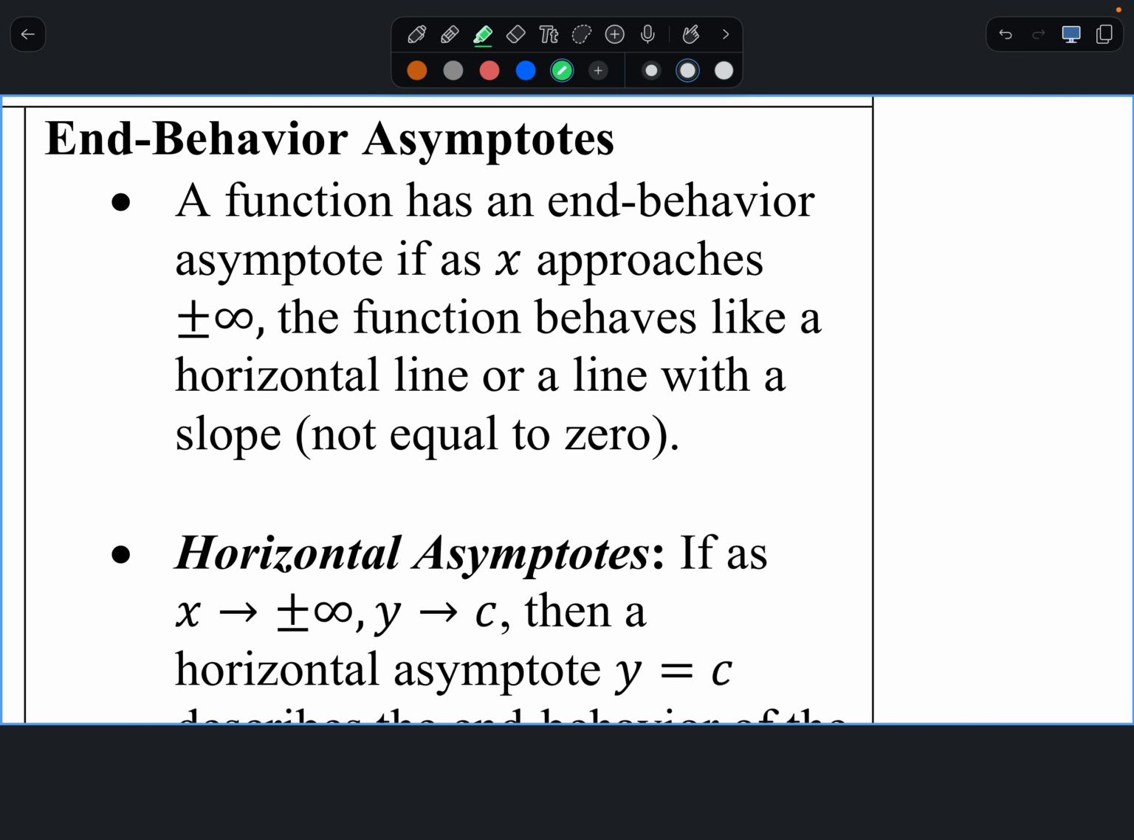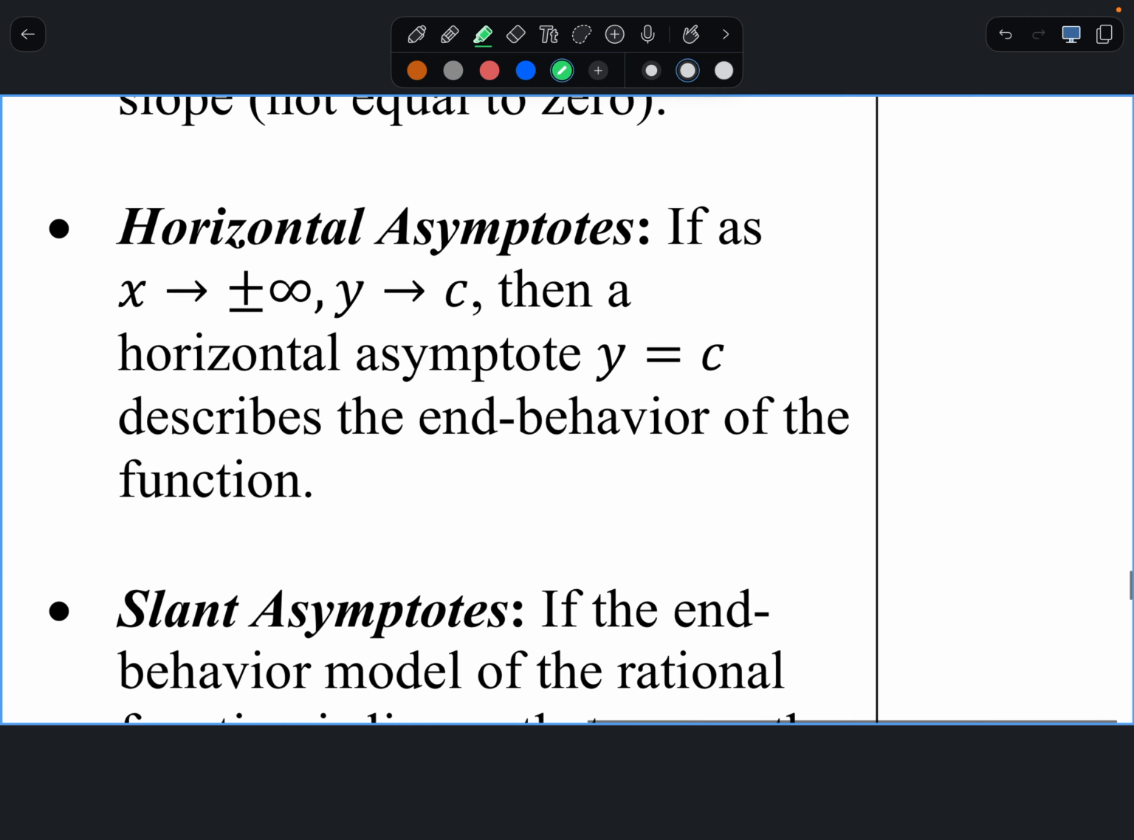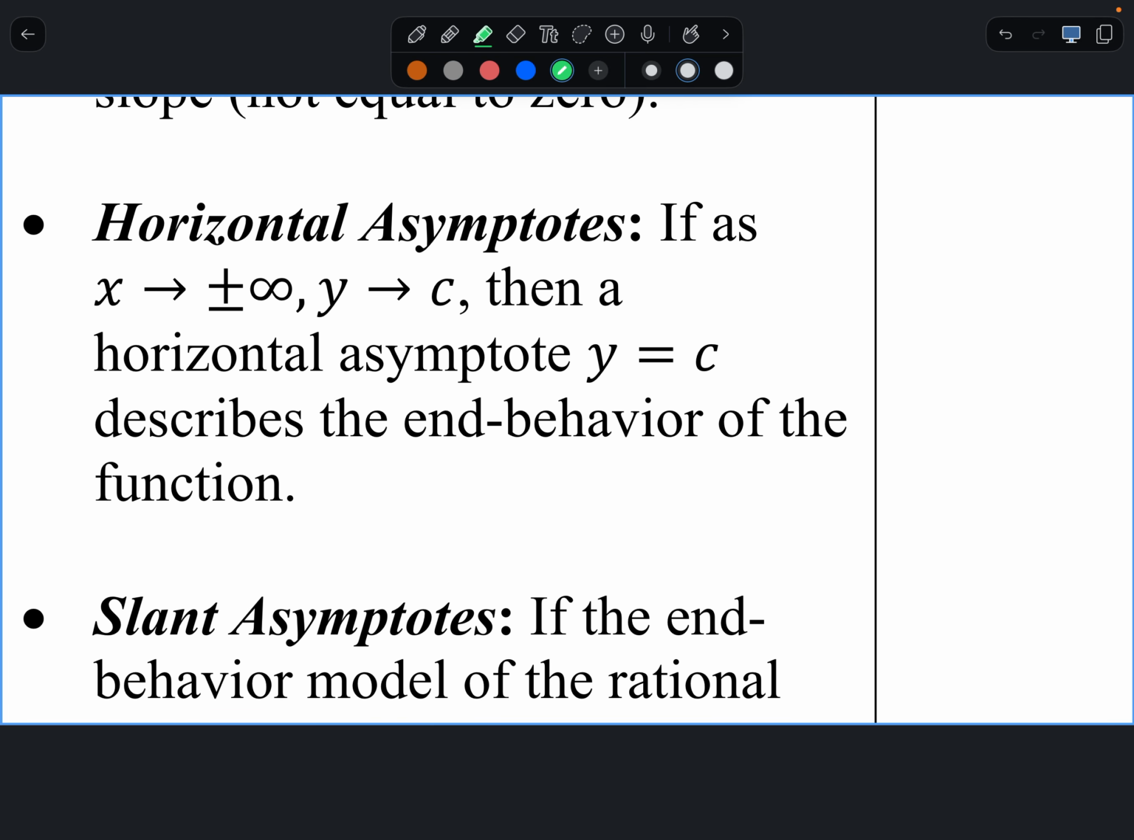For end behavior, we're always thinking as x approaches positive or negative infinity. So in the case that as x approaches positive or negative infinity, the function is approaching a number, then we say that there is a horizontal asymptote at y equals that number that describes the end behavior of the function. Like, if you were to zoom out, the graph starts to look like it's trending or merging with that horizontal line.